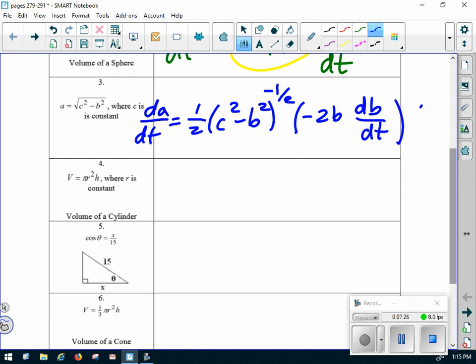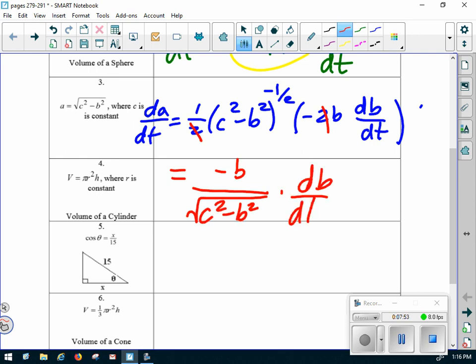Do you want to clean that up a little bit? We can. On a free response, I would probably tell you to get rid of the negative exponent. So here's what I would do: negative b over the square root of c squared minus b squared times dB dt. That's how I would write it.